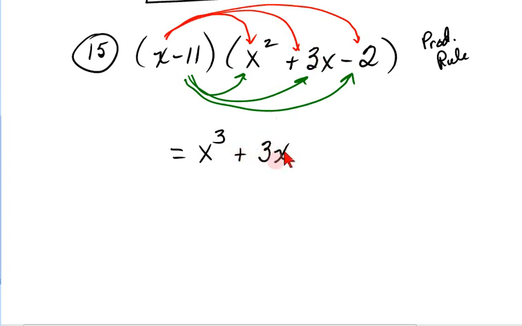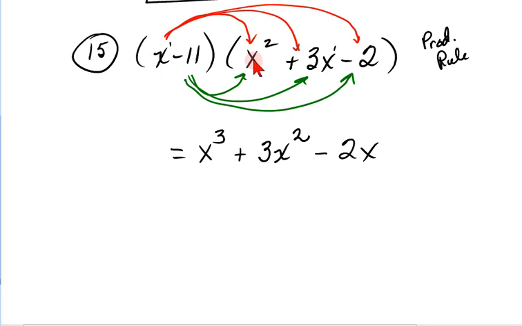3x squared. Yes, add those invisible ones together. And then what is x times negative 2? Negative 2x. I have 3 of the 6 terms I'm going to get. That was through the red distributive property. Now I'm going to use the green distributive property with negative 11.